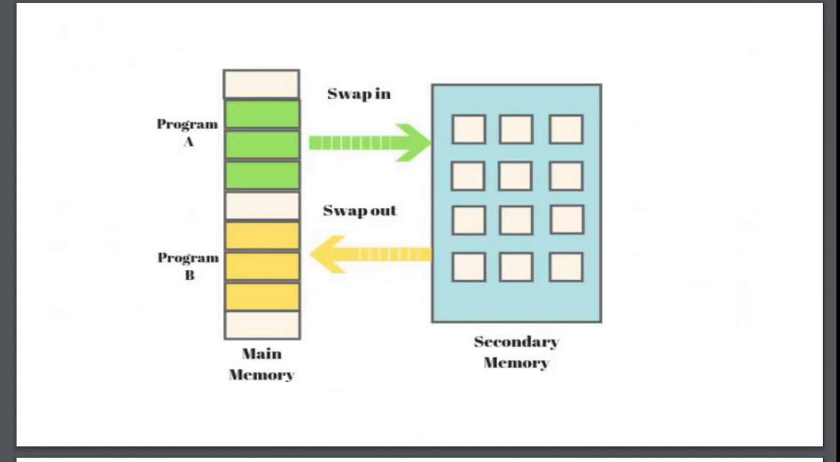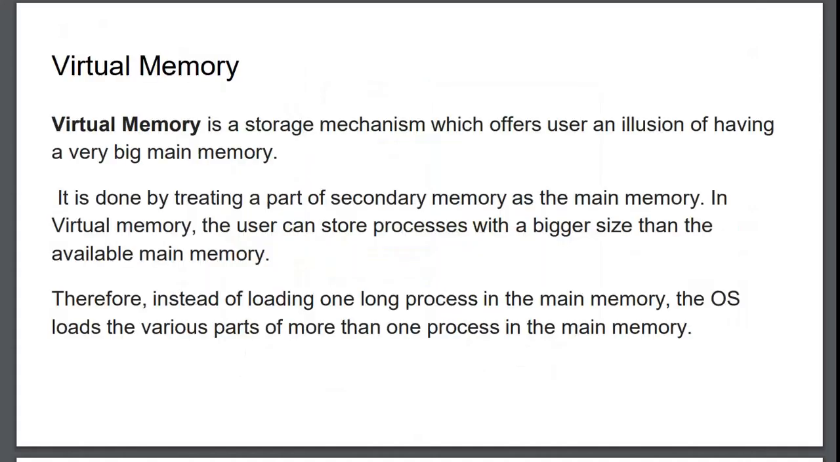So these are the most particular operations that we are going to do: swap in and swap out between the main and secondary memory. Whenever we move any page from main memory to secondary memory, we call it a swap in, and from secondary to main we call it a swap out.